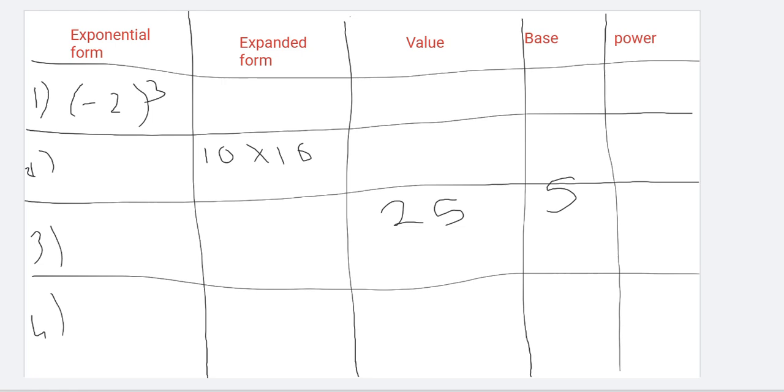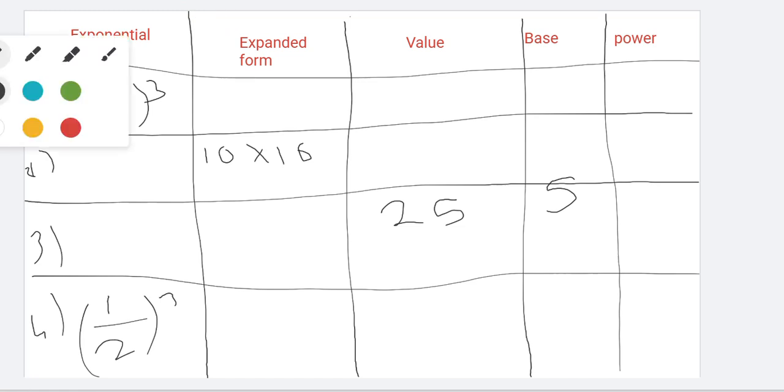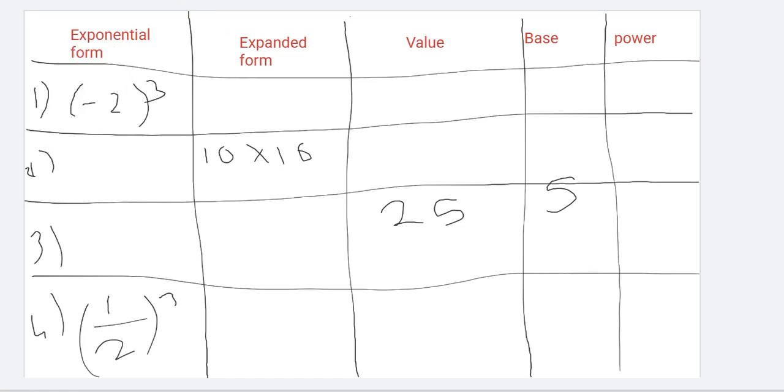Then 1 by 2 to the power 3 is your fourth question. Now how will you solve this if such questions are given? I'm giving you 2 minutes, actually 1 minute. And this is a 0 over here. Okay, this over here is a 0. Okay, this is 10 times 10.